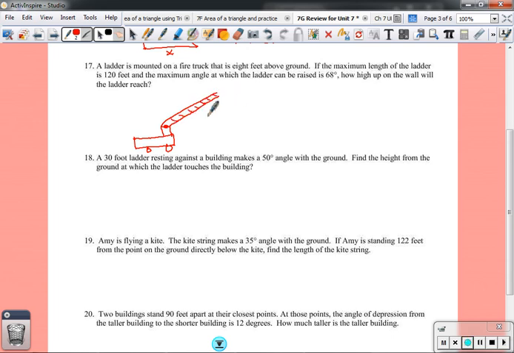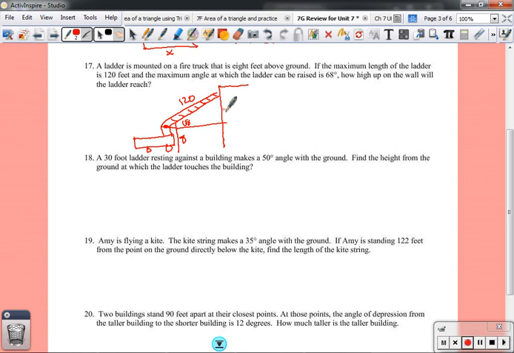Okay, and that distance right there is 8 feet above the ground. If the maximum length of the ladder is 120 feet and the maximum angle that it can be raised is 68 degrees, how high up on a wall of a burning building will that ladder reach? Or I guess the building wouldn't have to be on fire if the firemen just wanted to climb the building and play capture the flag or something. So we're looking for this total distance.